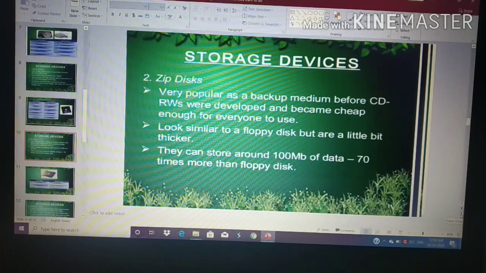Now comes another kind of storage device, the zip disk. Have you heard about the zip disk? It is rarely heard of now, but it was also popular at one point in time. It was popularly used as a backup medium before the CD-RW was developed. Why was it popularly used? Because it was cheap enough for everyone to use.